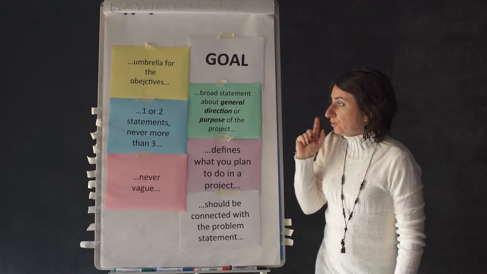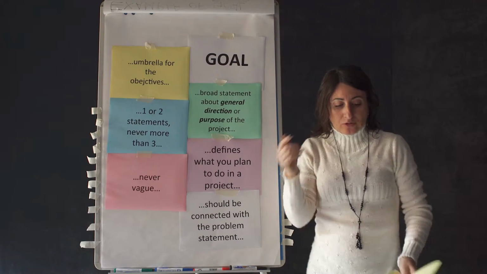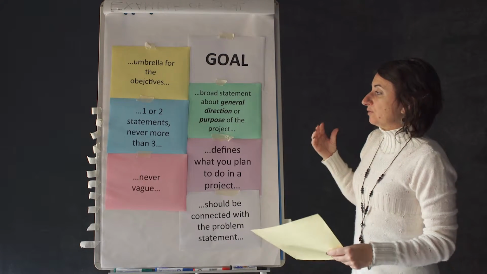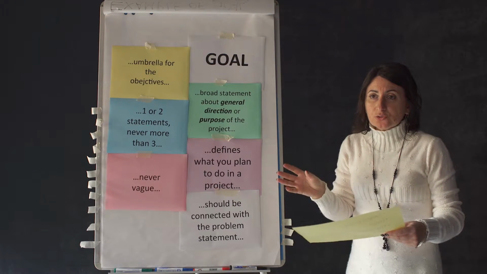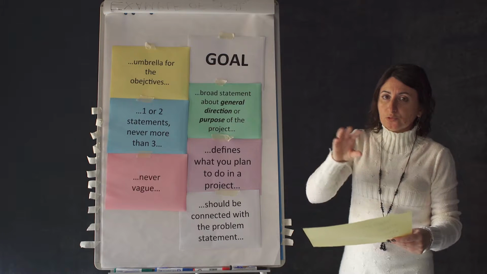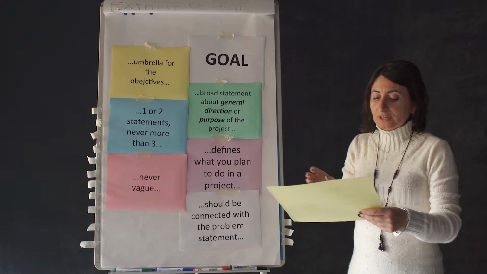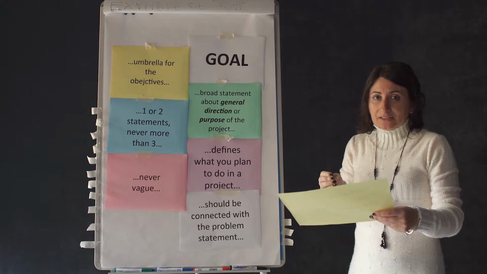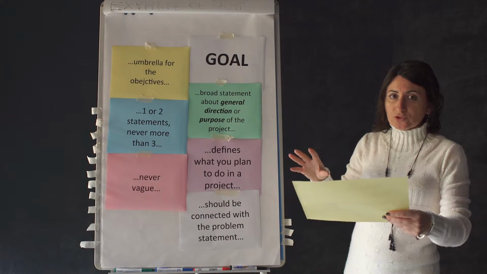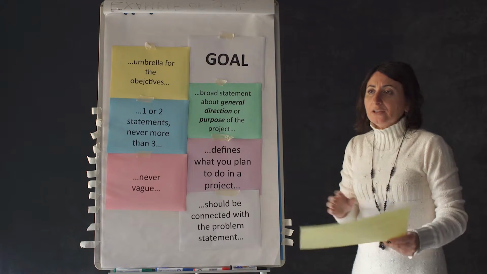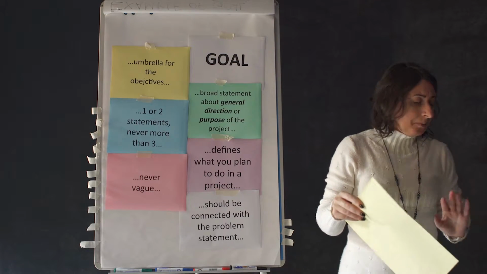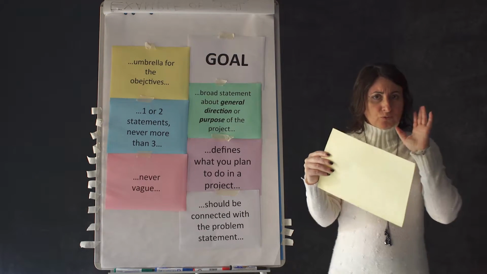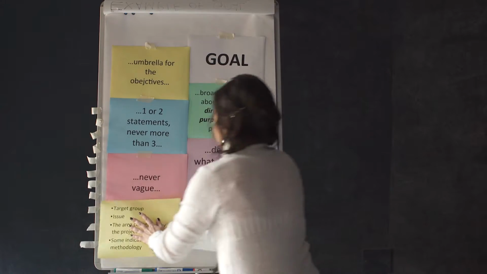What should a goal contain? A goal should take into consideration the target group. You are referring to the issue that you want to solve, that you want to take into consideration, the area that is concerned by the project and where you're going to work, and also some indications about the methodology. But anyway, not too much, not specific.